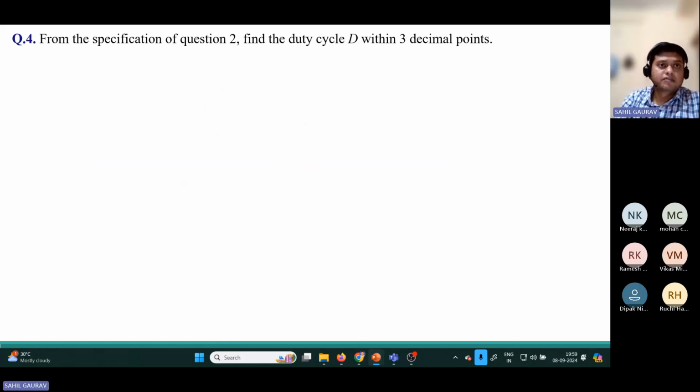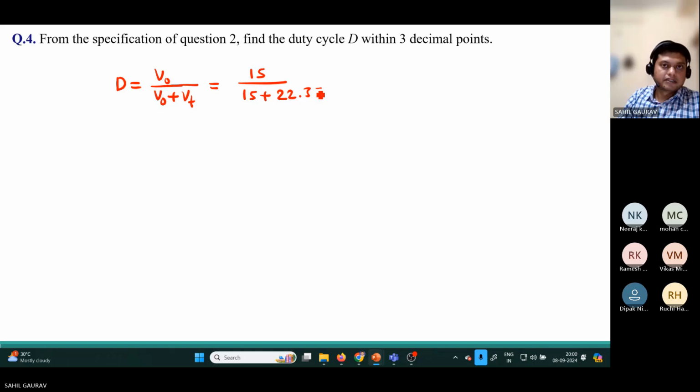Now let us come to the next problem. From the specification of question 2, find the duty cycle D within 3 decimal points. So duty cycle for buck boost converter is V naught upon V naught plus Vt. V naught is given as 15, 15 plus Vt is 22.3598. So you will get the answer as 0.4015.